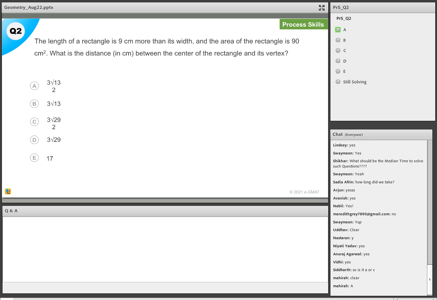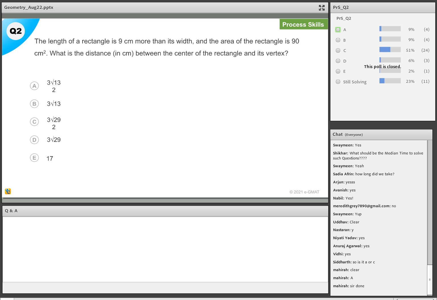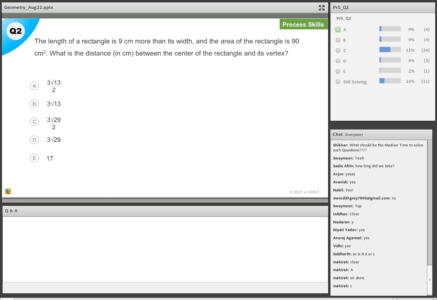Three, 2, and 1. I'm gonna end the poll and broadcast the results. Okay, so 51% of you tell me that the answer for this question is choice C, and around 6 to 9% with choices A, B, and D. 1% saying that it's choice E.